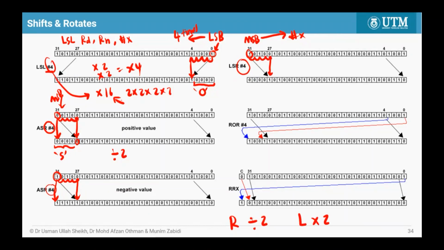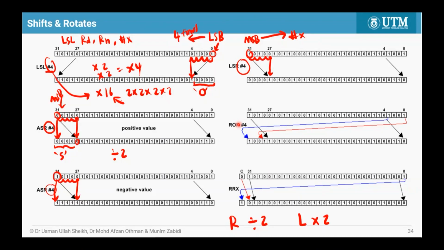Now we look at ROR. Another instruction is called ROR. ROR stands for rotate right. The difference between ROR and LSR is that you need to rotate all this data in one circle. For example, you have this value here.